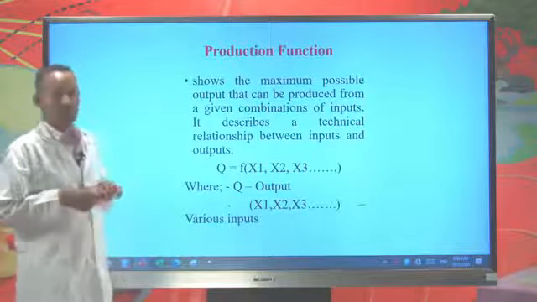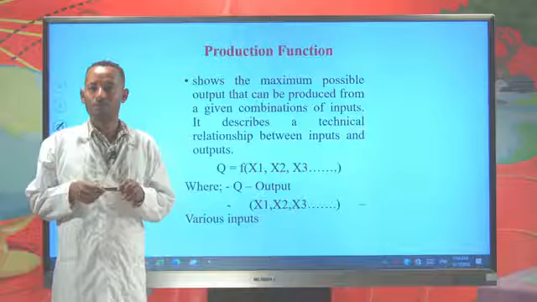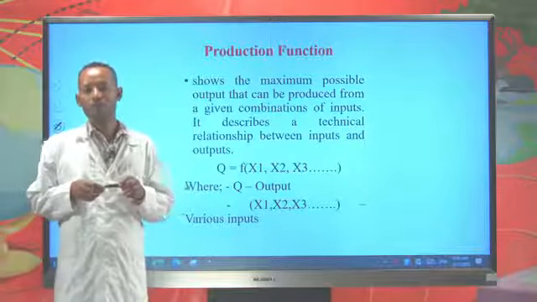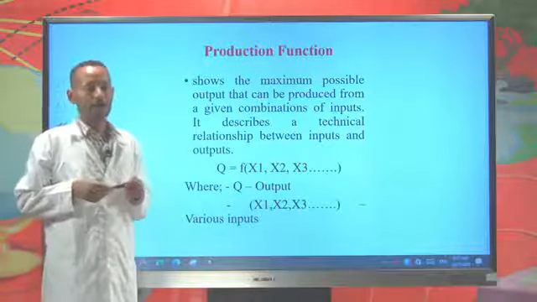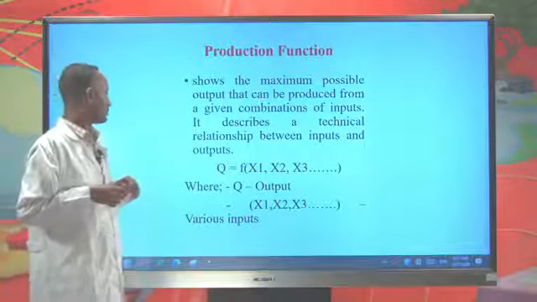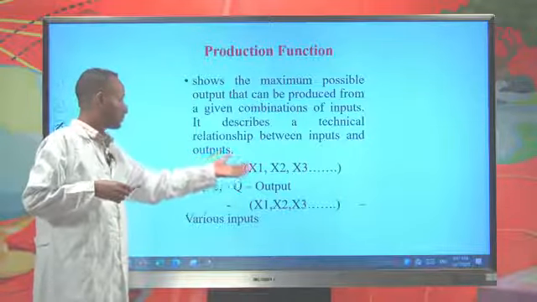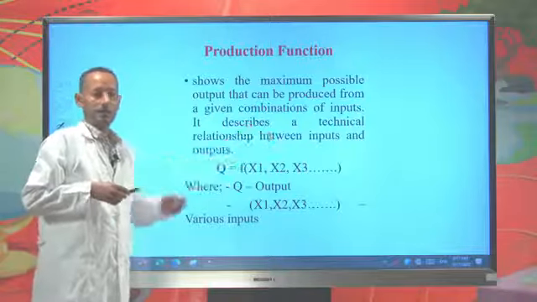Production function shows the maximum possible output that can be produced from given combinations of inputs. It also describes the technical relationships between the various amounts of inputs used in production and the resulting output. So the output is a function of the inputs: land, labor, fertilizer, seeds, and the like.